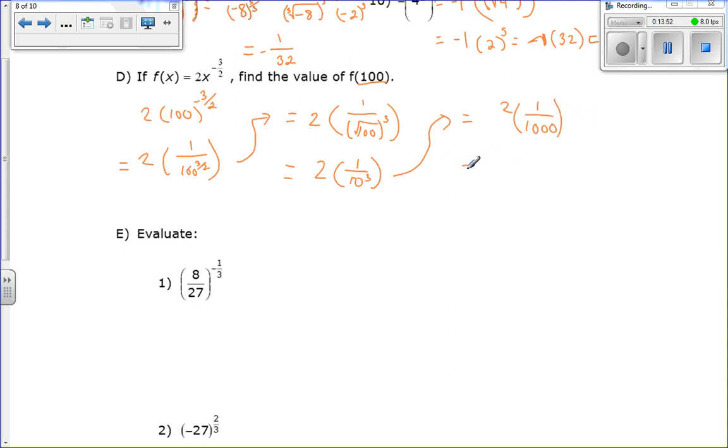If you don't know the shortcut for raising 10 to a power, whatever your power is, you have 1 followed by that many zeros. So 10 to the 3rd power is 1 followed by 3 zeros because my power is 3. You weren't aware of that. So this is 2 over 1,000, which would reduce to 1 over 500.